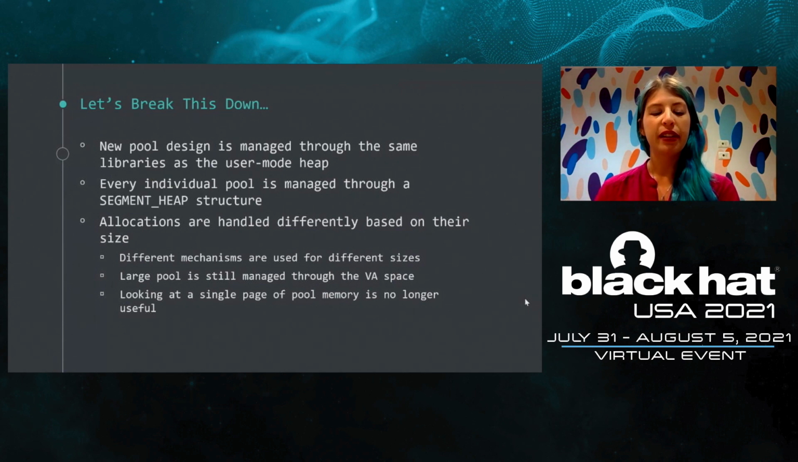It now uses the same libraries with minor differences to make it work properly for what the kernel needs. Which means you can now look at both user mode and kernel mode heaps in a very similar way, which is both good and bad, and we'll see later why. The one thing that hasn't changed is large pool. The large pool was managed by the VA space and still is. Nothing changed there, but we're not going to talk about the large pool today. Practically everything else is now different.